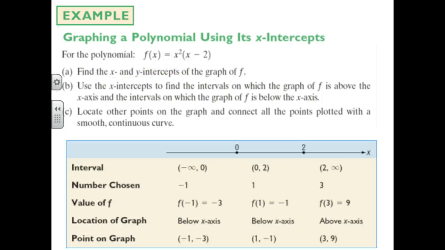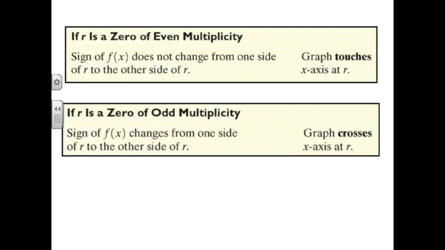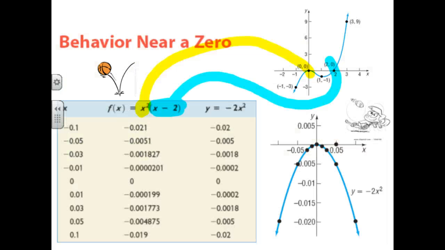The book is going to say go plug and chug some points. I'm not a big fan of that, so that's not what I'm looking for. But they end up with the same kind of graph that I do. So we're going to continue looking at this, which is talking about bouncing, like the basketball.